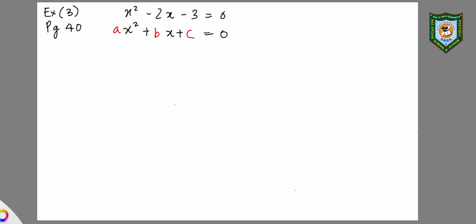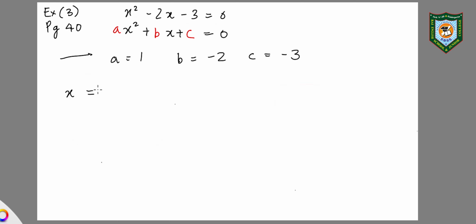So my next example is example number 3, again from page number 40. Here we have x square minus 2x minus 3 is equal to 0. Now I'll be comparing this to my standard equation ax square plus bx plus c is equal to 0. This implies a is equal to 1, b is equal to minus 2, and c is equal to minus 3.